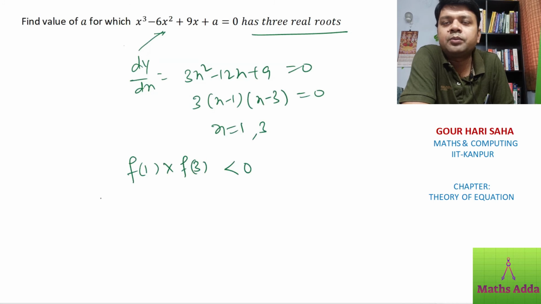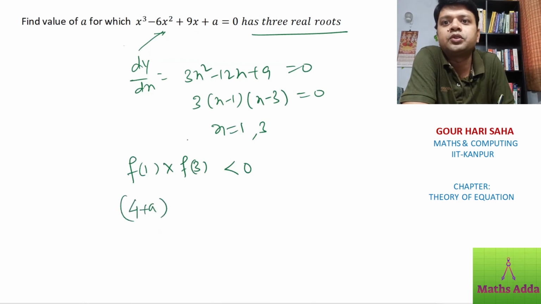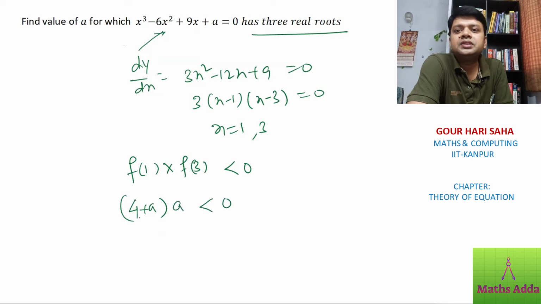So f(1), if I put it here, is 1 plus 9 is 10, minus 6 is 4. So f(1) is 4 plus a. If you put 3 here, it is 27, and 27 minus 54 is 0, so it is a less than 0. So this is the condition.